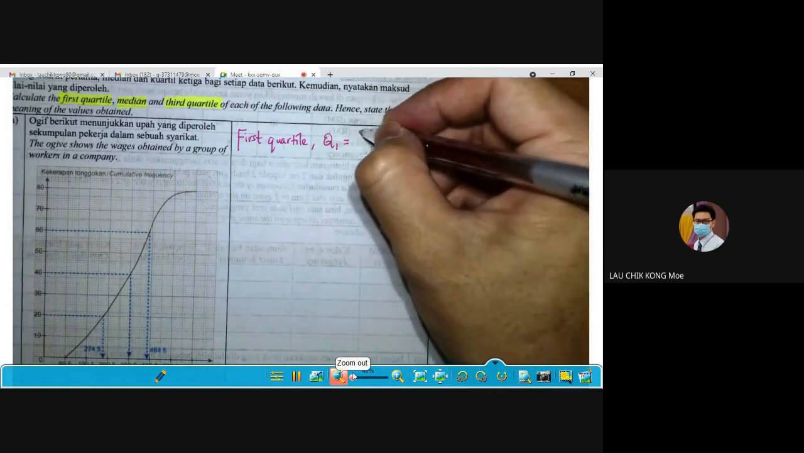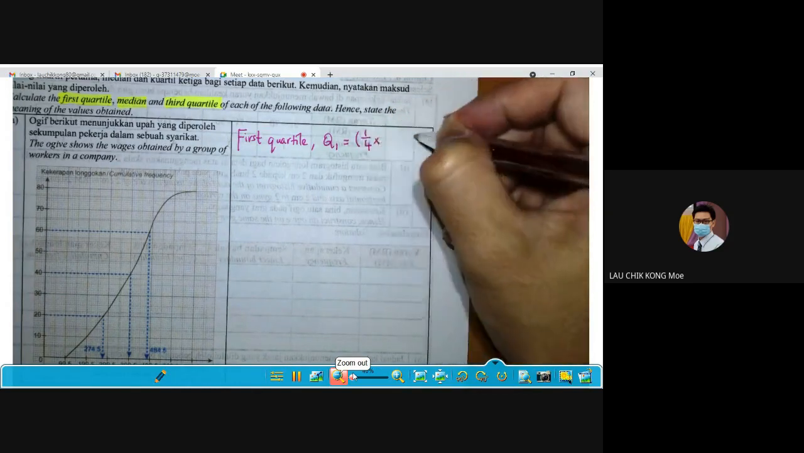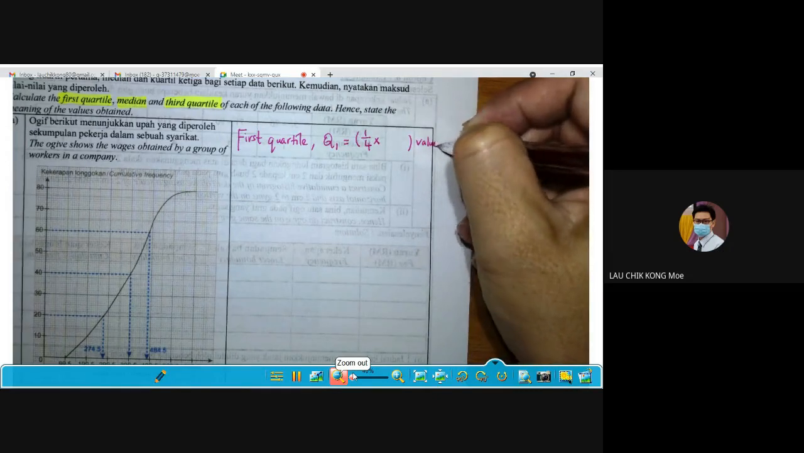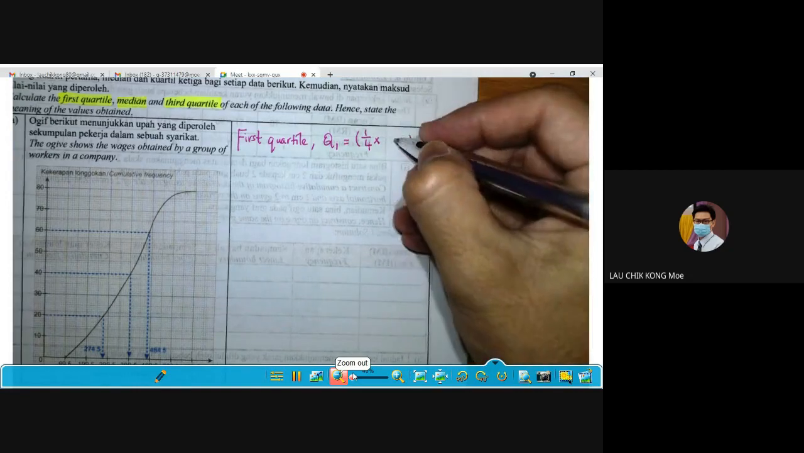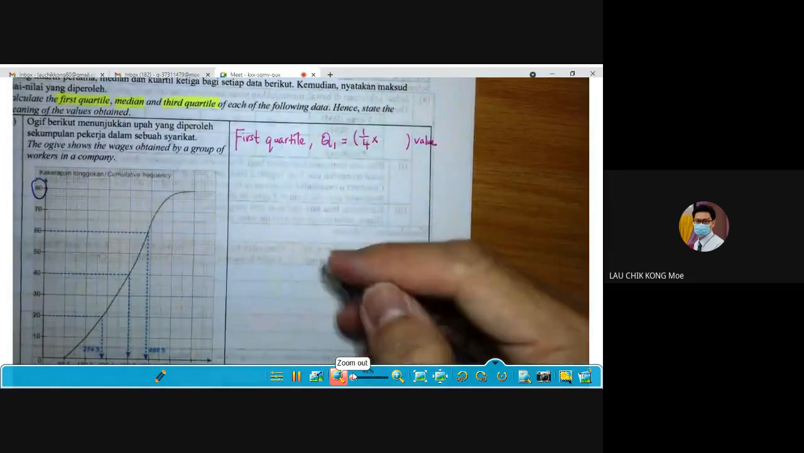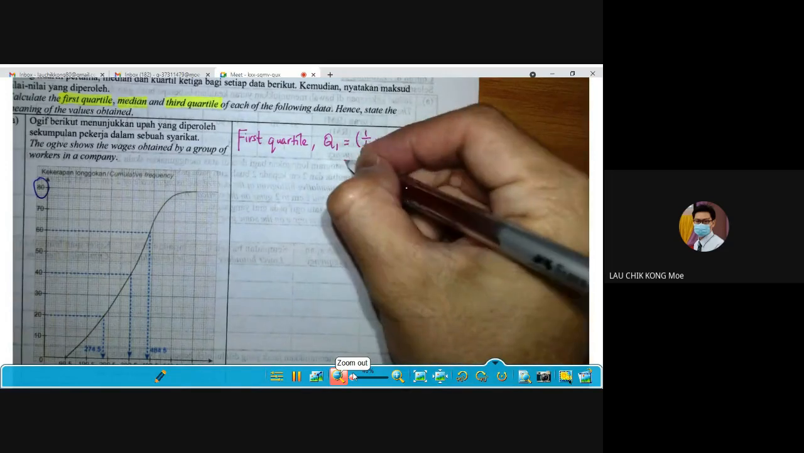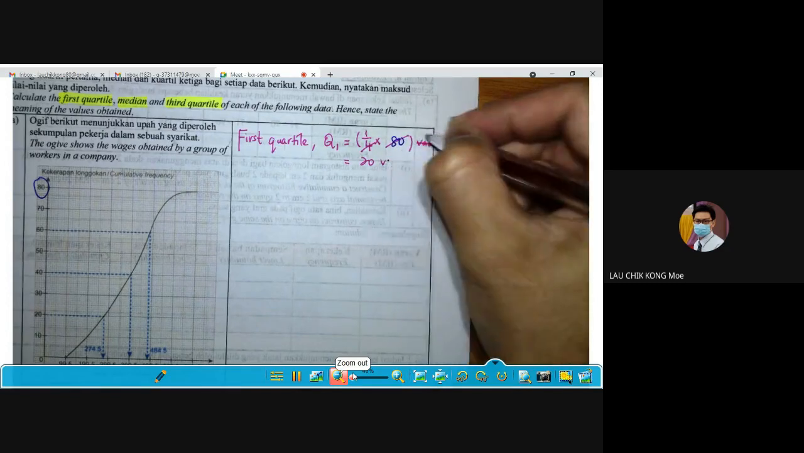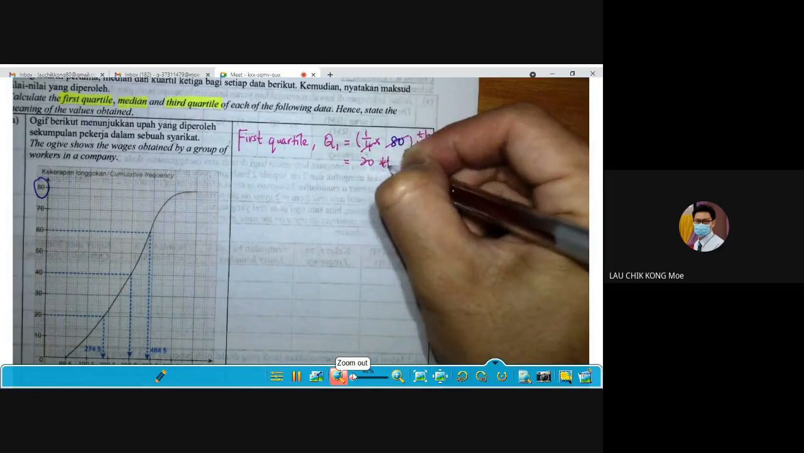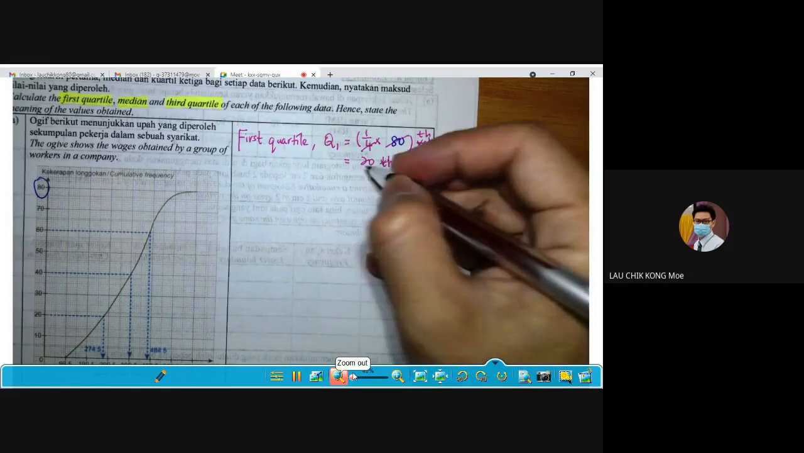Okay, so that is 1/4 times something. What is the value here for the n? N is 80. From the graph, n is 80. Okay, 1/4 times 80 value. So actually Q1 is 20 value. Not value, TH, sorry. 20 TH. Ke 20. Okay, so the answer not 20.